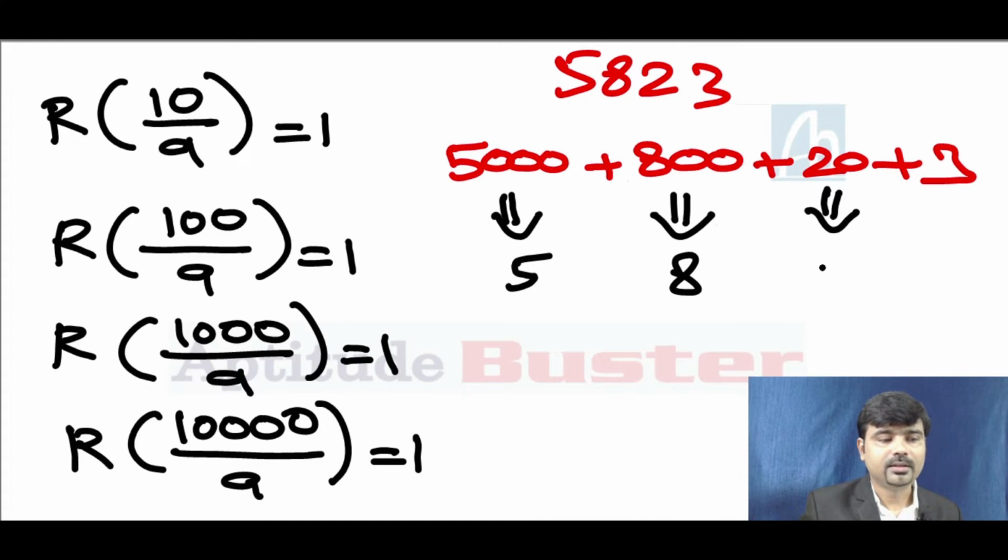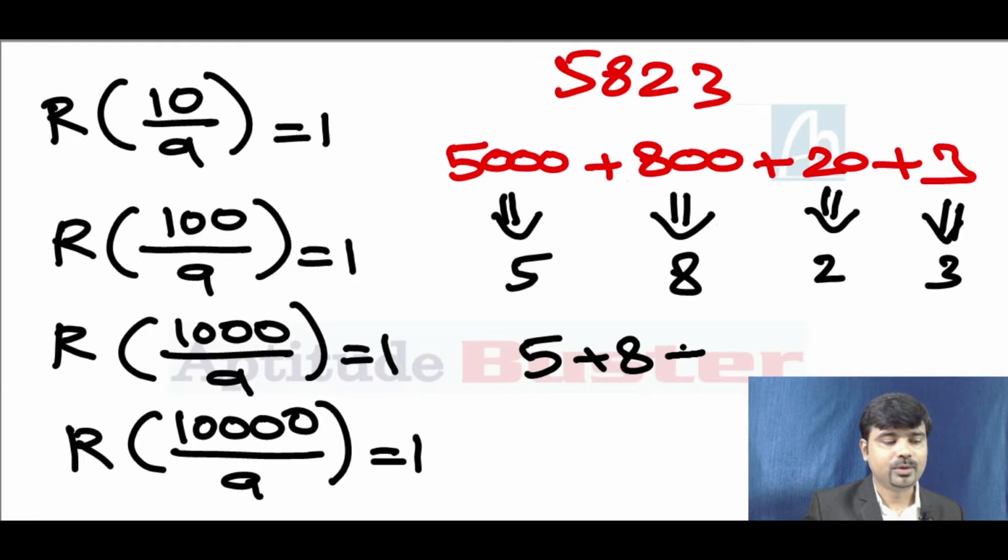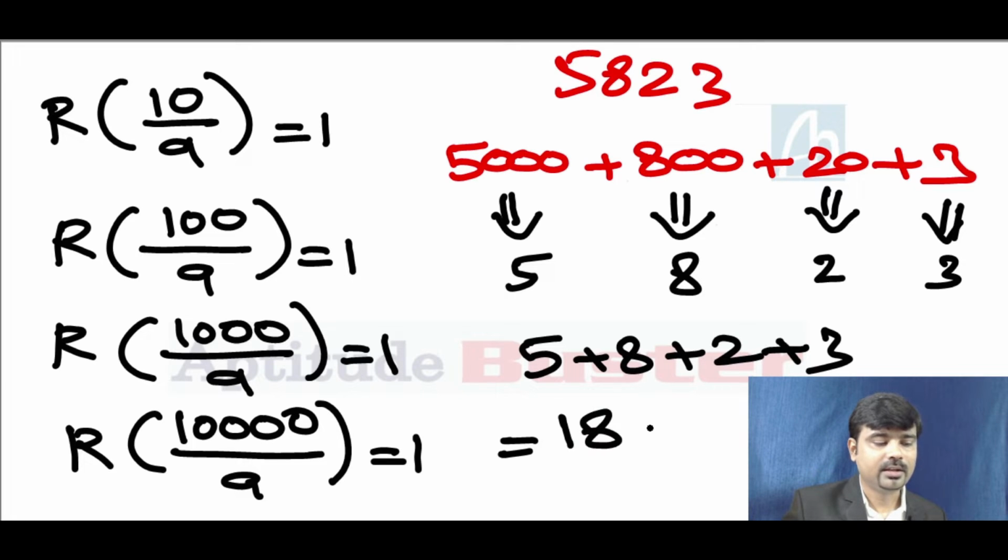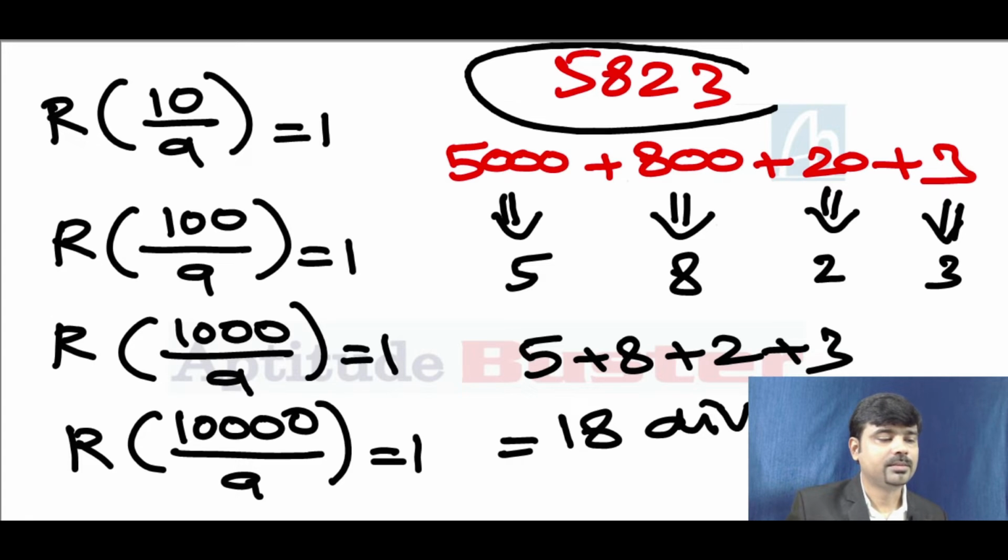20 divided by 9, the remainder is 2. 3 divided by 9, the remainder is 3 itself. So 5 plus 8 plus 2 plus 3 is 18. Here 18 is divisible by 9, so this number is divisible by 9.